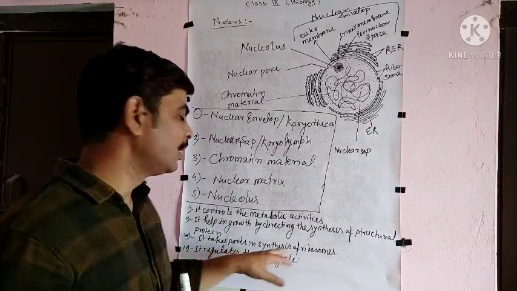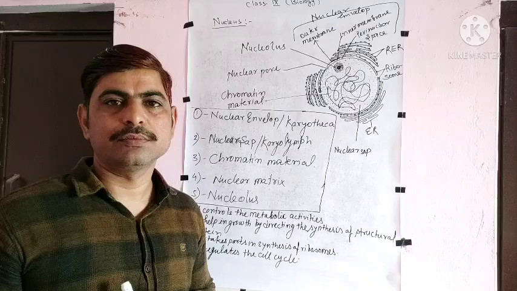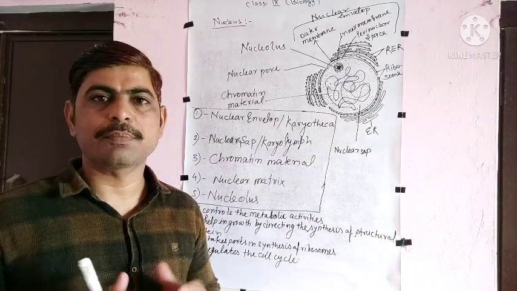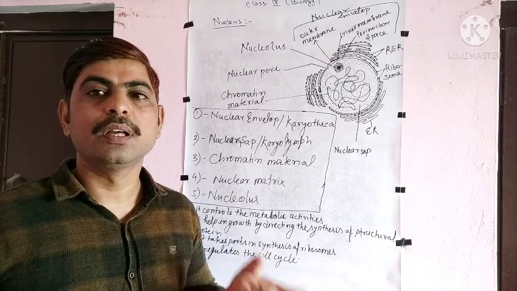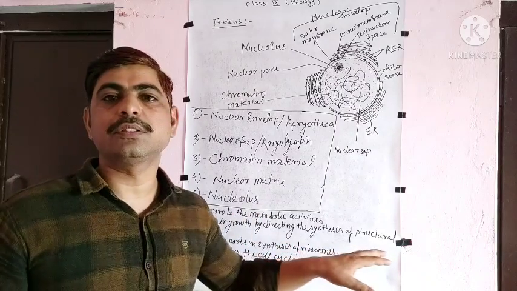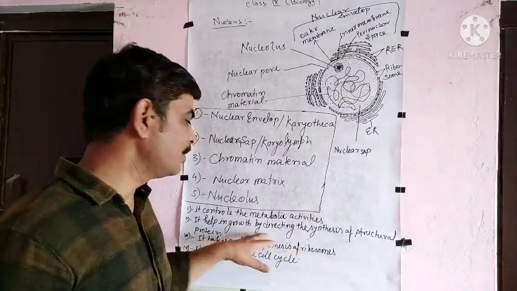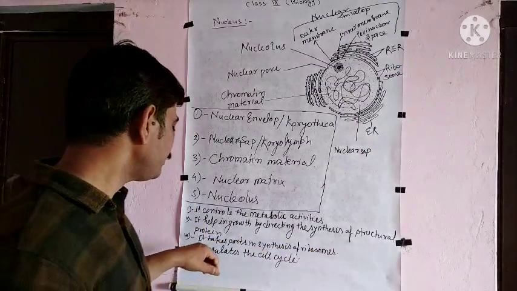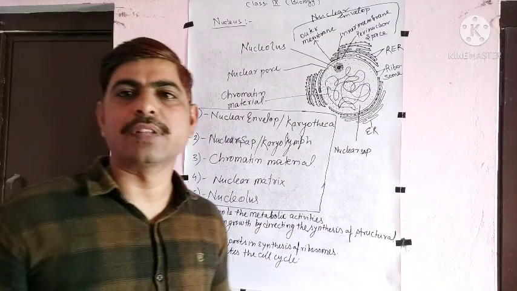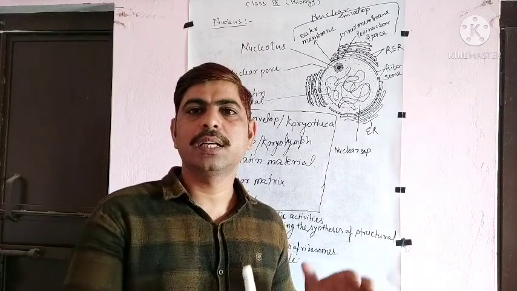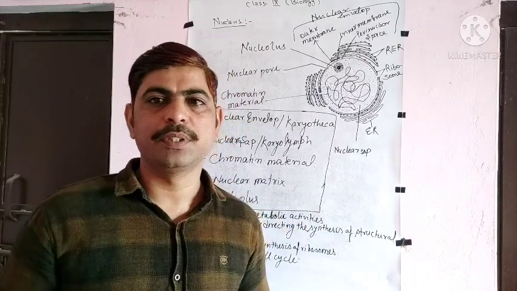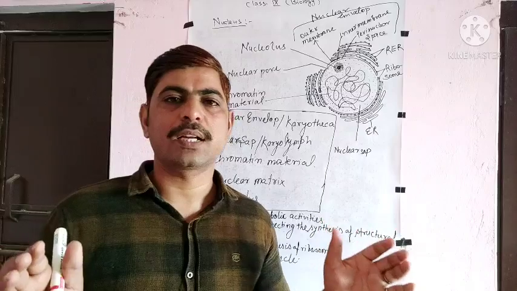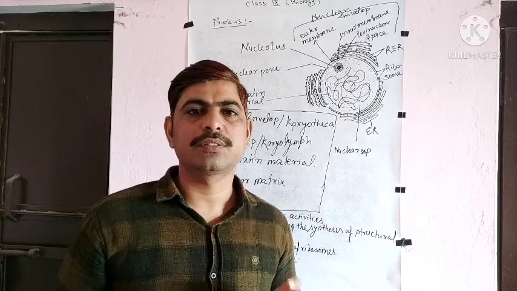Third, it takes part in the synthesis of protein in ribosomes. It synthesizes structural proteins to regulate the growth of the cell, and it also synthesizes the ribosomes. Fourth, it regulates the cell cycle. The cell cycle is the formation of a new cell from a previous cell, and the complete stages are called the cell cycle.